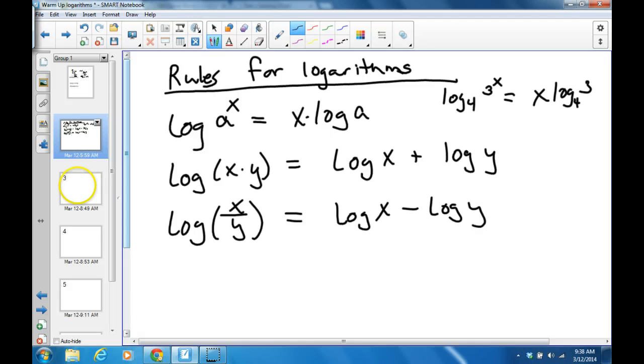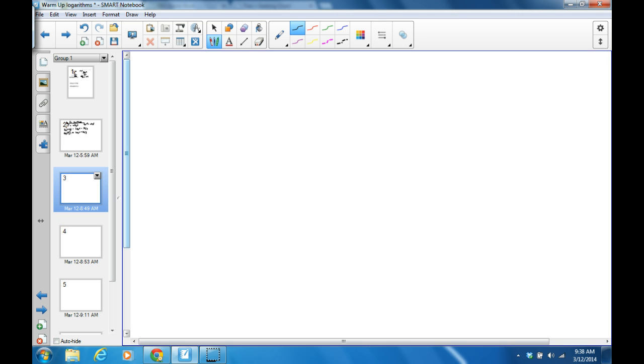Okay, so a couple of examples here I want to go over. And this one is very simple. You already know that 2 to the x power equals 8. What's x going to be? 3. You already know that. But I'm going to show you how to use logs to find that, okay? If you do log of 2 to the x equals log 8.